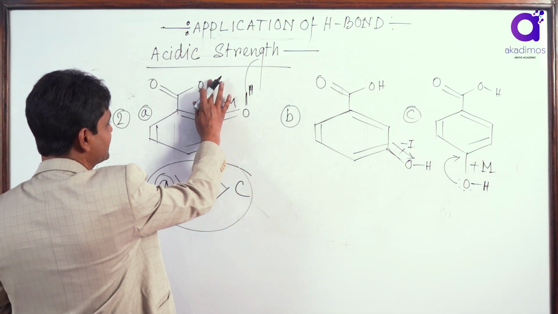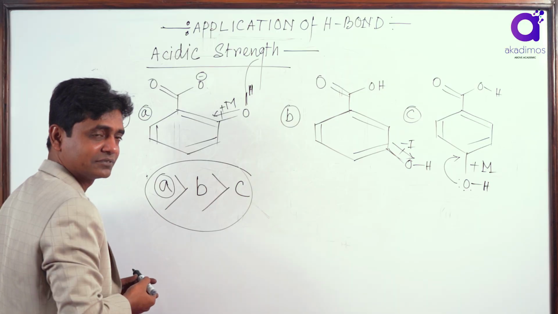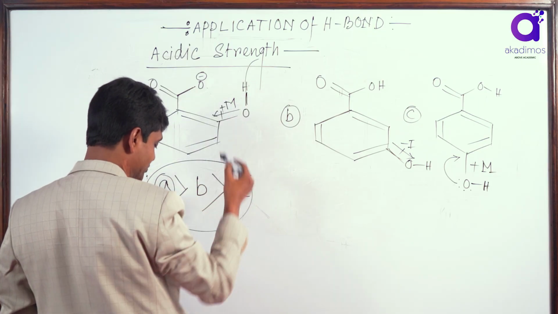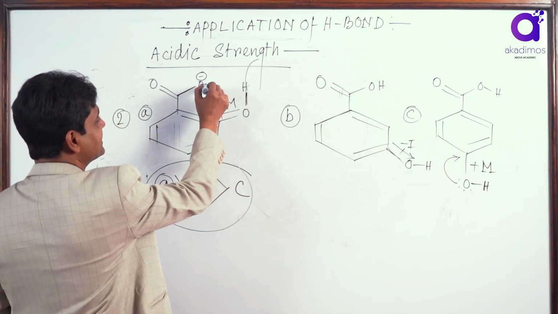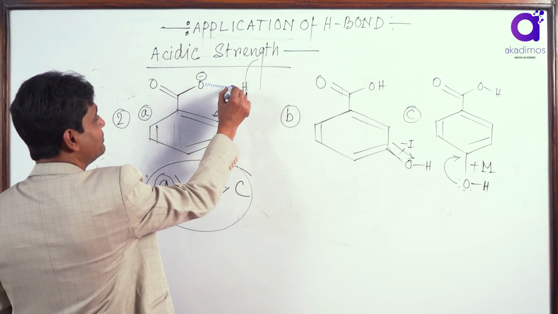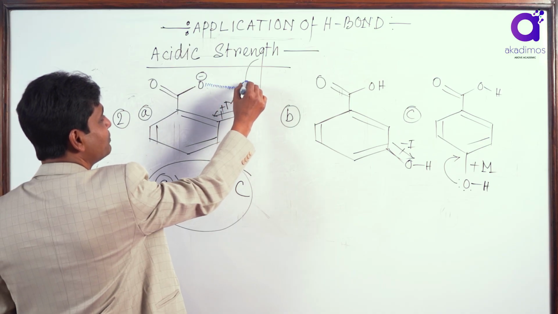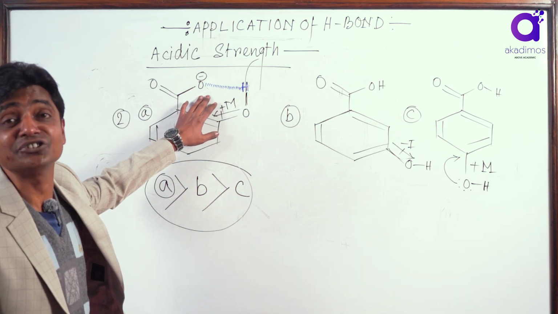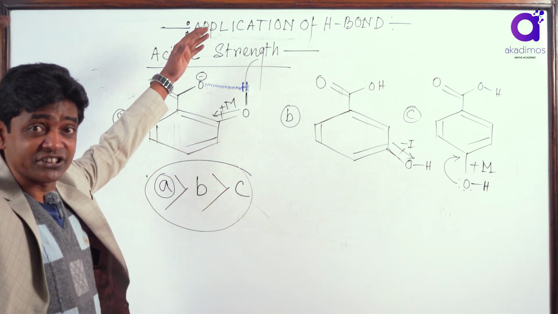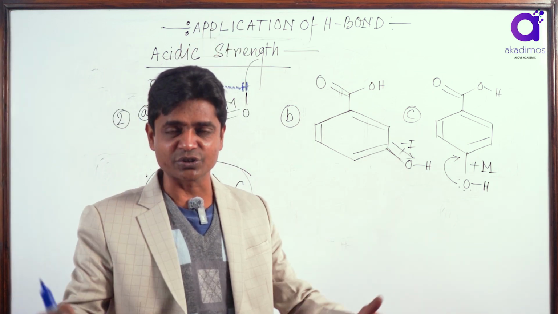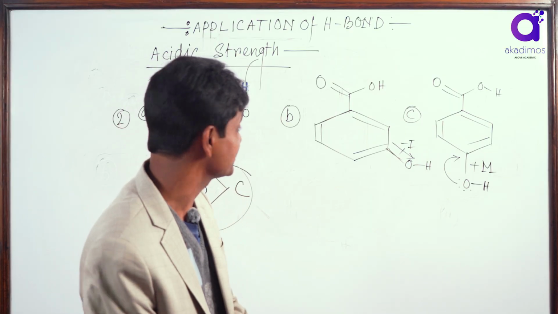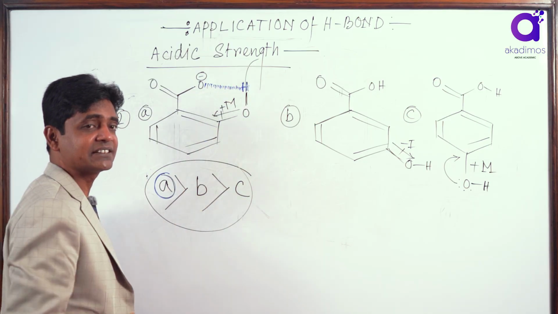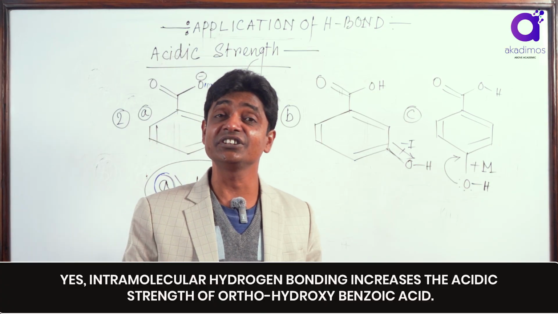Similarly, take the conjugate base. This is the conjugate base of benzoic acid with ortho hydroxyl. Finally, this conjugate base will make an effective hydrogen bond with the ortho OH, which will increase the stability of the conjugate base. If the conjugate base is stable, then it will readily release its proton, Ka increases, acidic strength increases. That's why here intramolecular hydrogen bond abnormally increases the acidic strength of orthohydroxybenzoic acid.